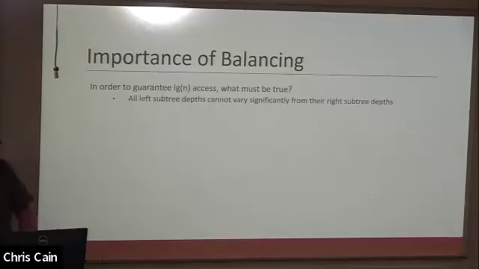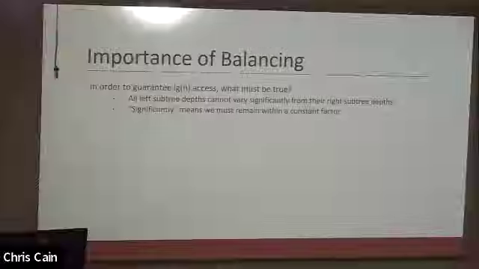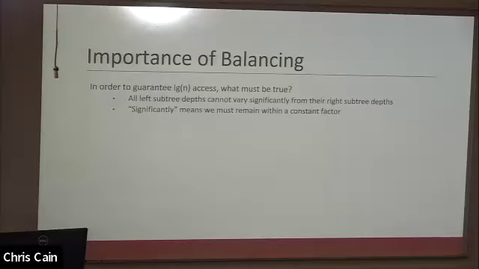The left subtree depths cannot vary significantly from their right subtree depth counterparts. And in this case, significantly just means they have to remain within a constant factor of each other. The two different algorithms that we will discuss, we're only going to study one of them in detail, but there are two reasonable algorithms for balancing a binary search tree. One of them says that the left subtree cannot be more than half or twice as deep as the right subtree. That's the one we're not going to study.